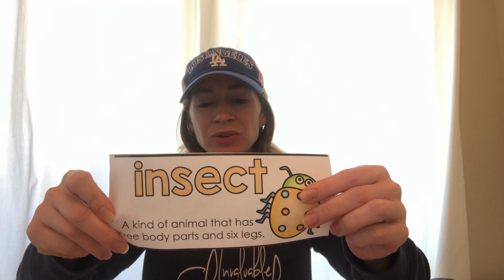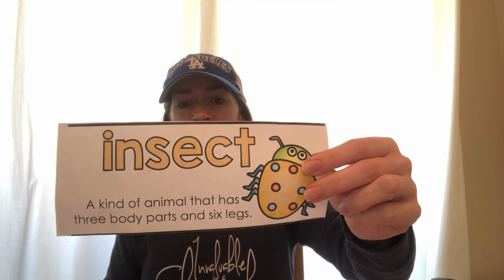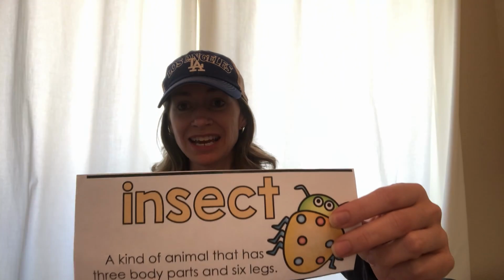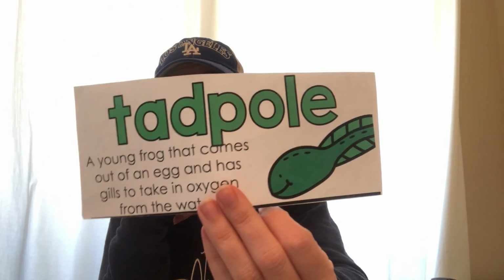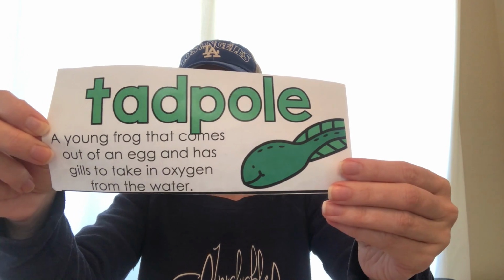Our next word is insect. We all know this one pretty well, a kind of animal that has 3 body parts and 6 legs. Our next word is tadpole. A young frog that comes out of an egg and has gills to take in oxygen from the water. We all know tadpoles turn into frogs, of course. And so this is our third word, tadpole.